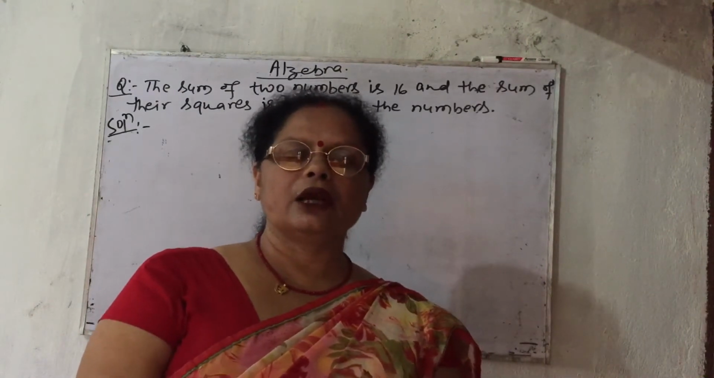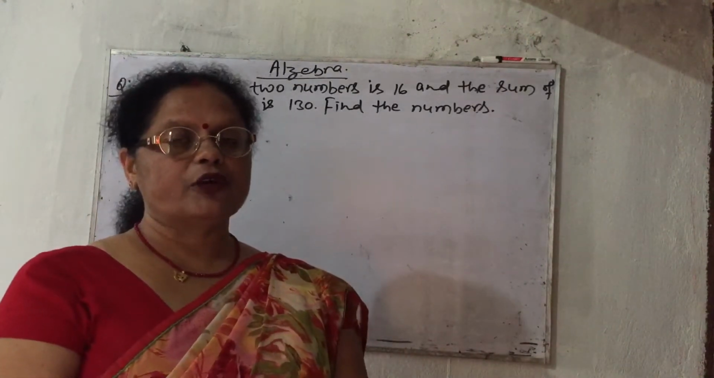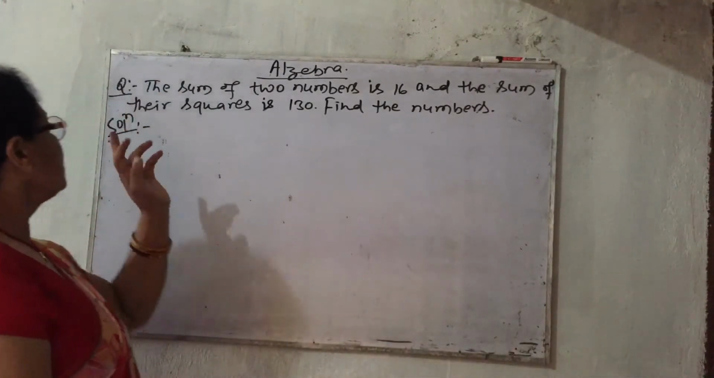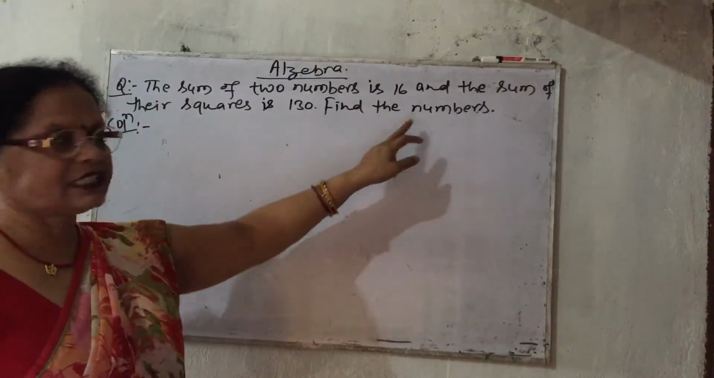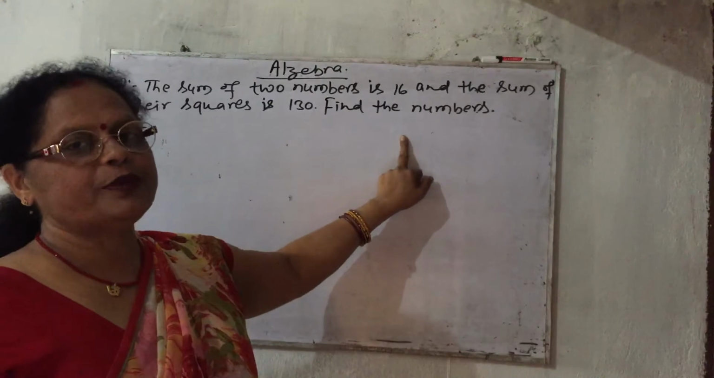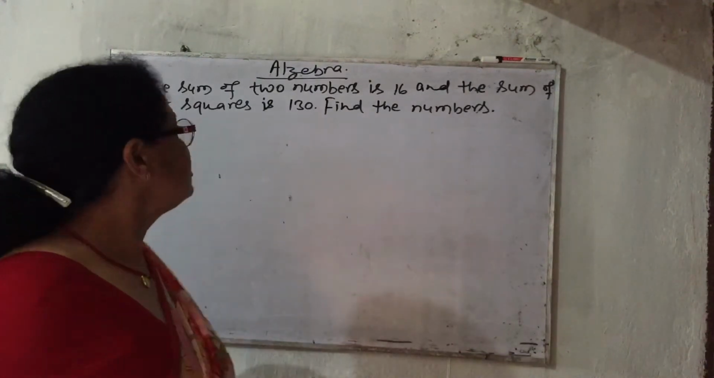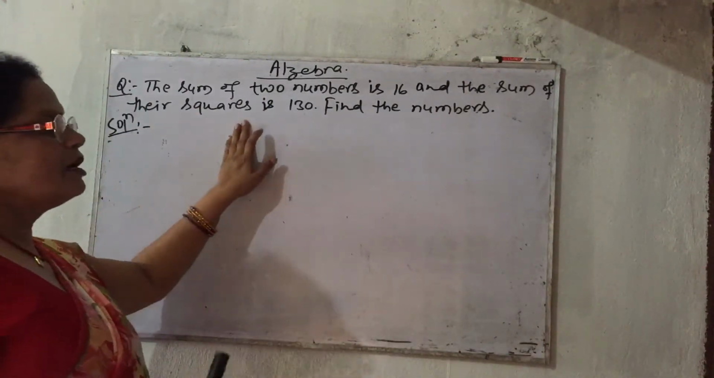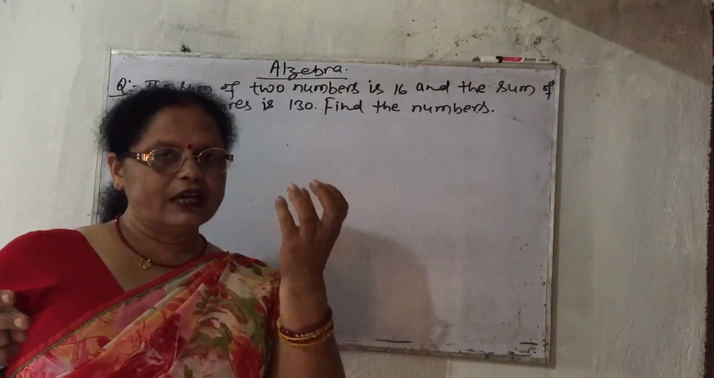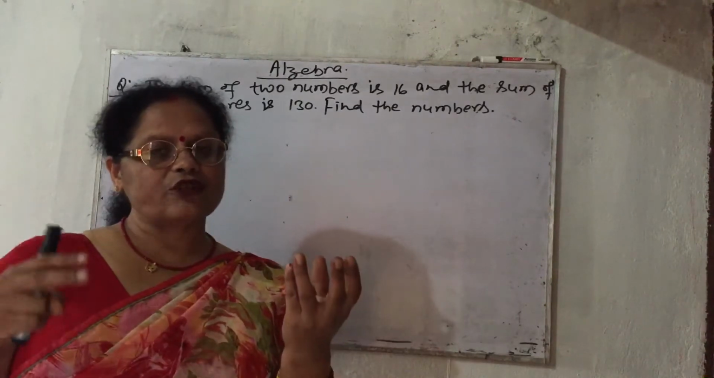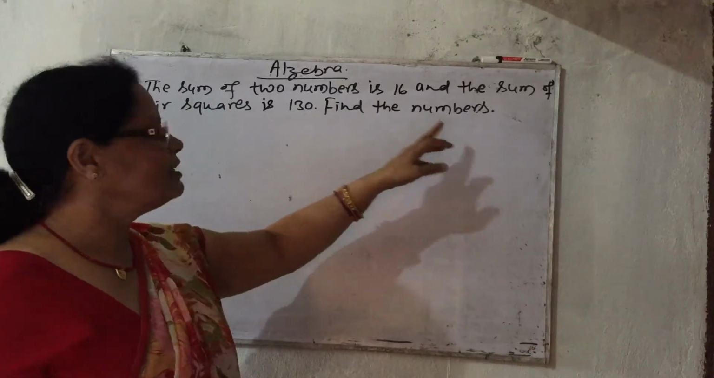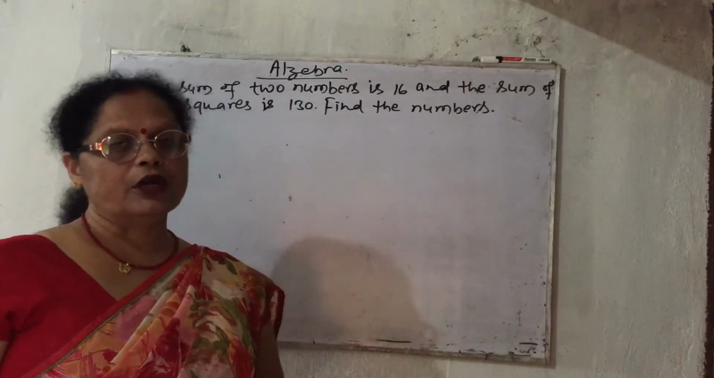Today I have taken a problem from algebra, from equations, and the question is given this way. The sum of two numbers is 16. We have to find out the two numbers. Their sum should be 16, and the sum of their squares should be 130. Then find the numbers.